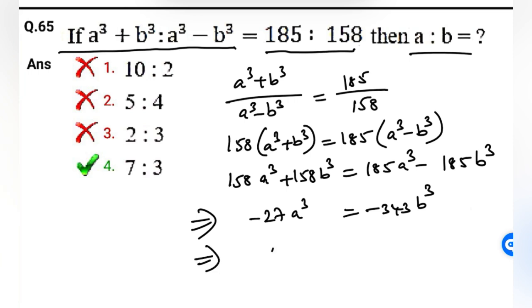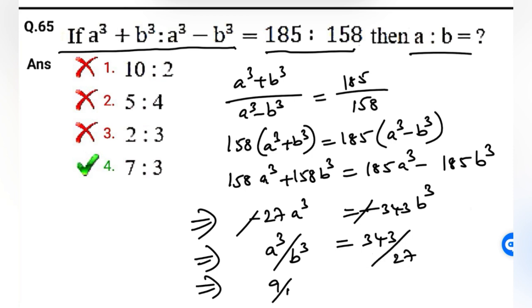That implies A cube by B cube is equal to, here minus minus gets cancelled, so it becomes 343 divided by 27, which means A by B is equal to 7 by 3, because 7 cube is 343 and 3 cube is 27.